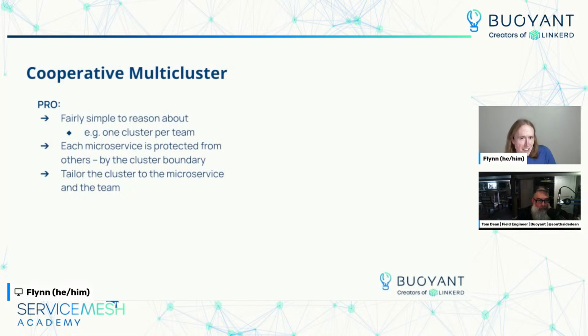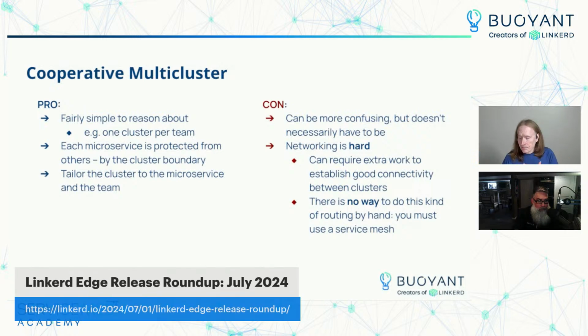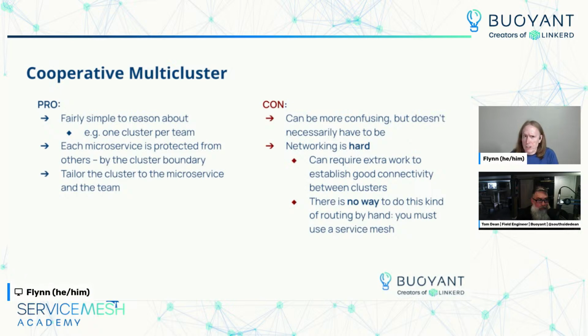The downsides of the cooperative multi-cluster model: it can be more confusing. It does not necessarily have to be more confusing, but if you set it up badly, it will be more confusing. It also has some very, very deeply fascinating implications for networking. Depending on how exactly you do it, you might have to do extra work to set up special network connectivity between your clusters, which might be easy or might not be easy. And pretty much whatever you're doing, there's really no way you're going to be managing microservice routing by hand. You pretty much have to use a service mesh for it. Fortunately, we know a good service mesh for this.